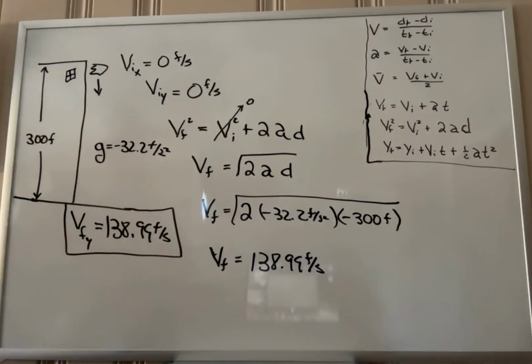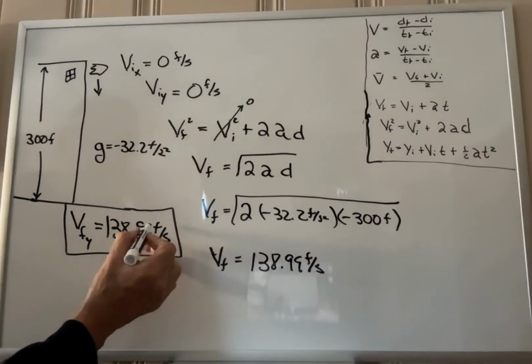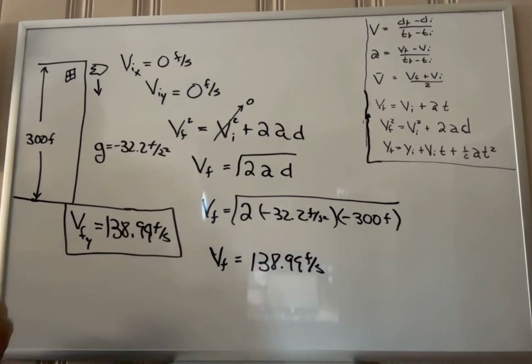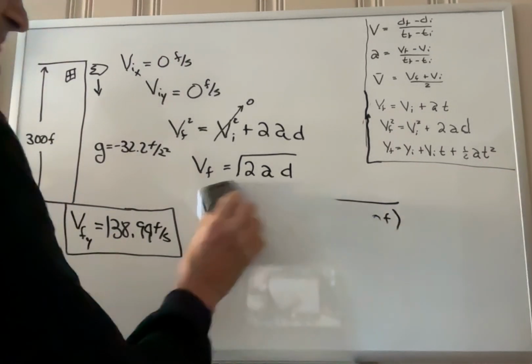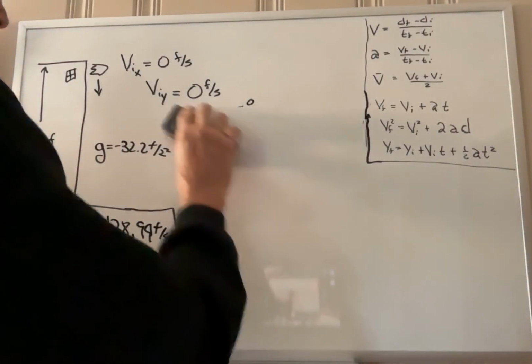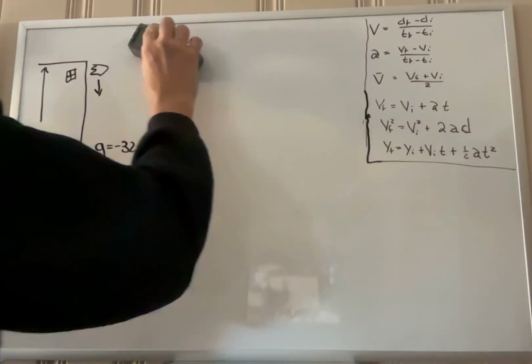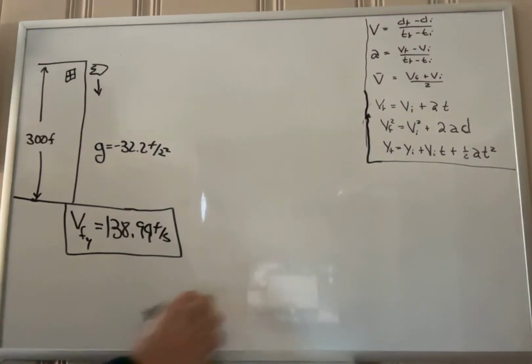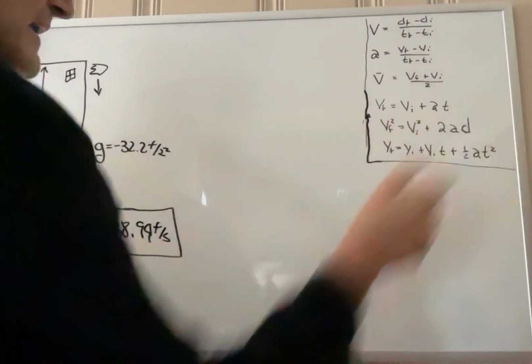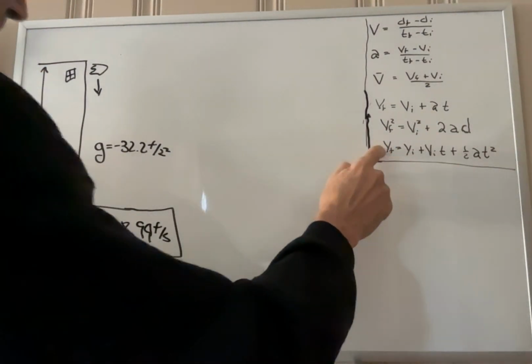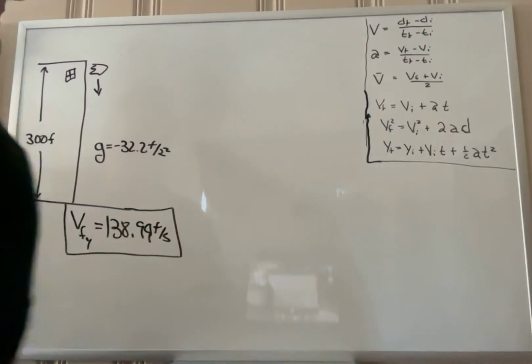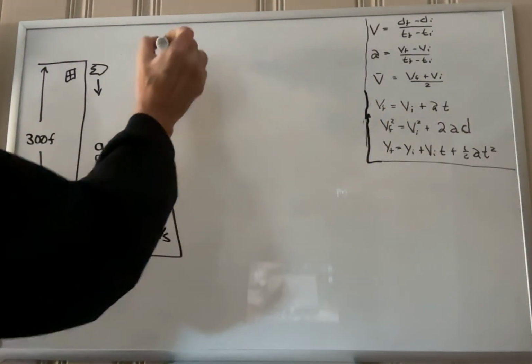138.99, so that's pretty good speed for just dropping a laundry bag from the top of a building. Let's see how much time it took to do that. I wouldn't want to use this equation again to see how much time it took, because it only has distance in it. I can use this equation, but I'd rather use this other equation. It's a little bit easier. So let's look at that.